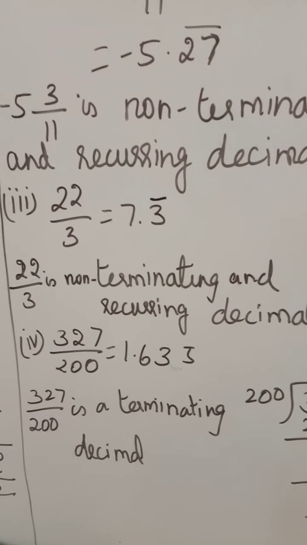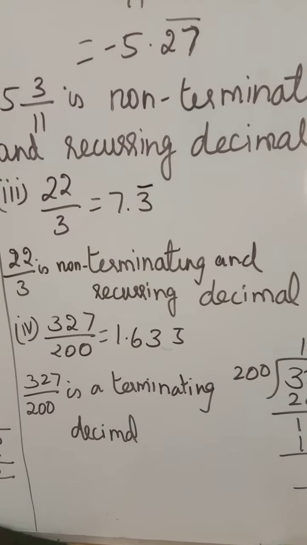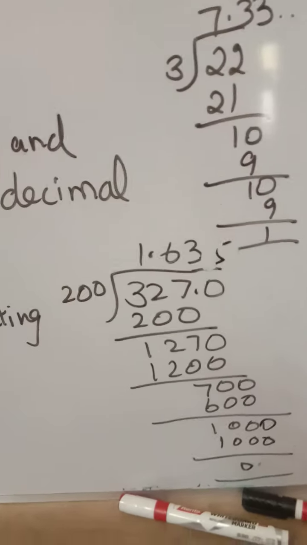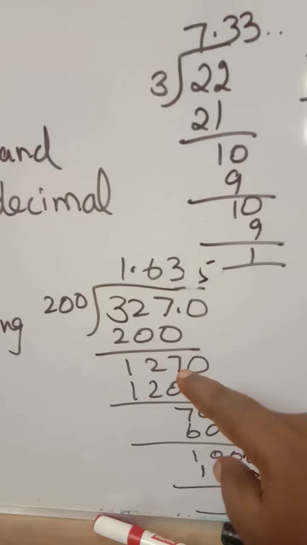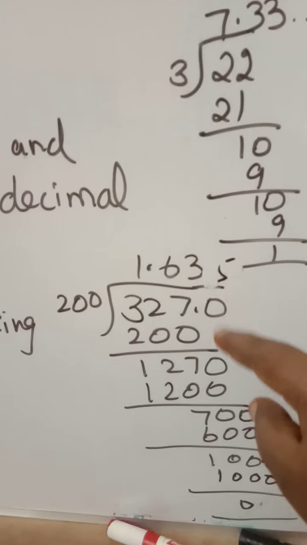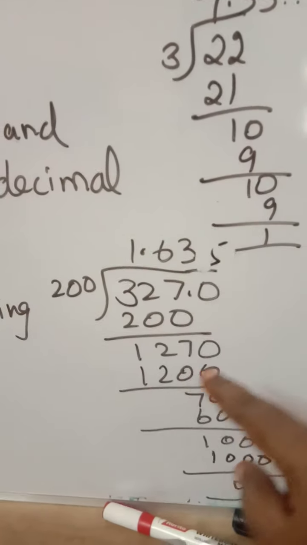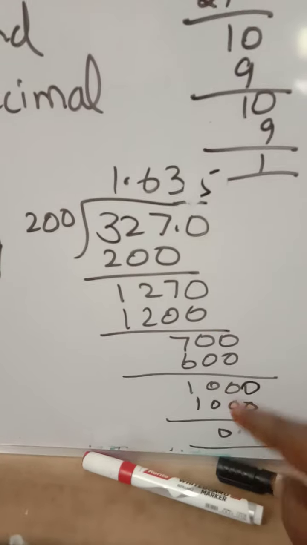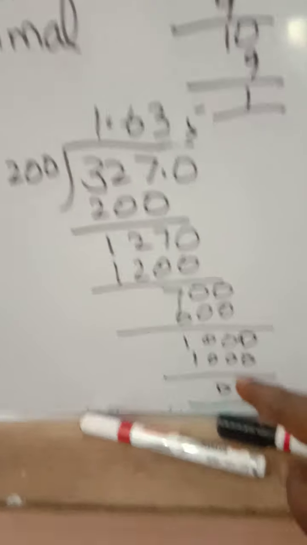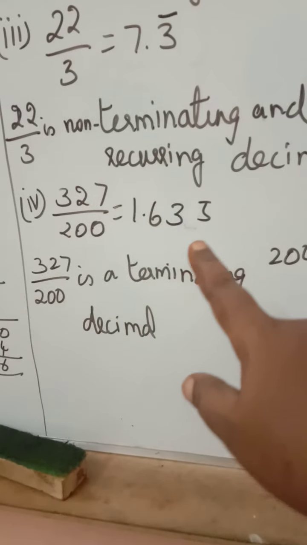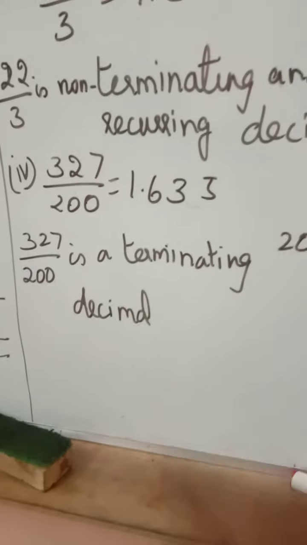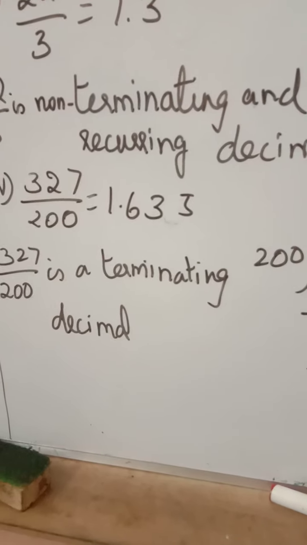It is non-terminating and recurring decimal. Next, 327 by 100. 200 is 200, remainder 127. 0.0, bring down that 0. 6 200s are 1200. Like that, if you write, you will get 1.635. We get remainder 0, so it has stopped. It is a terminating decimal, 1.635.